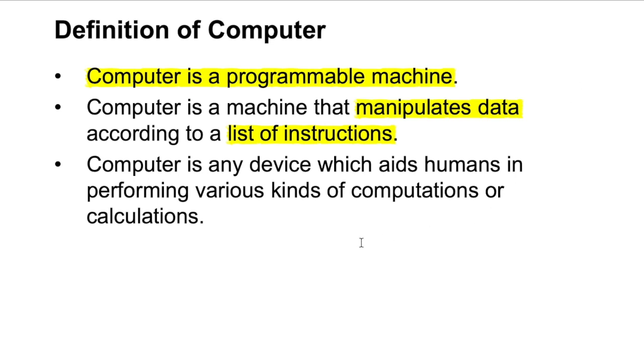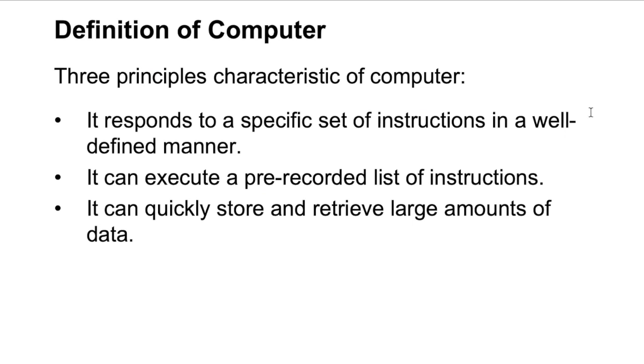It aids humans in performing various kinds of computations. Three principal characteristics of a computer: first, it responds to a specific set of instructions in a well-defined manner. Whatever instructions you give it, it will fulfill them in the defined manner. It is not that it will carry out a few instructions and skip others. There is a set pattern to it, and it will follow the instructions whenever we give them. It's not like it follows them sometimes and not at other times.